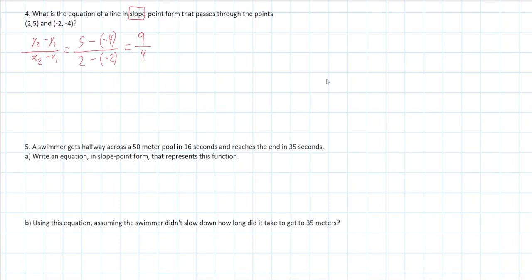Okay, so now that we have the slope, now we just pick a point. It doesn't matter what you choose, but I'm going to choose this one because I find it easier. So y minus 5 equals 9 over 4, bracket x minus 2, and you're done.